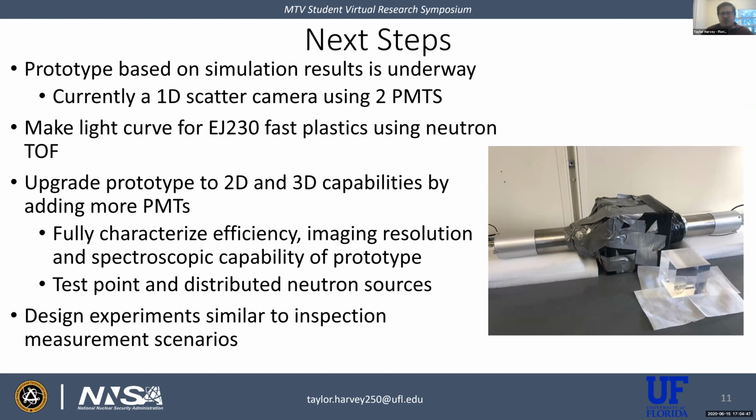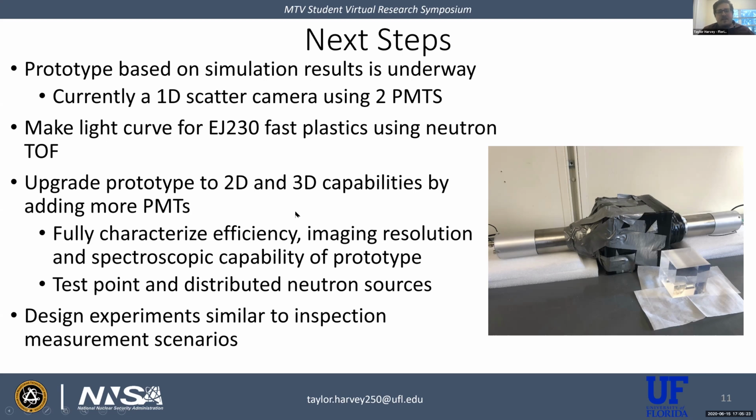Going from simulation to what I'm actually doing now, I'm building the prototype based on the simulation results. Currently it's a 1D scatter camera, so it has 2 of the eventual 6 PMTs. This is a bigger, bulkier prototype than what I ultimately want to make, which will use the smaller 3-inch cube. This is the proof of concept phase. Right now I'm making a neutron light curve for the EJ230 plastic, so I can find the proper neutron energy deposition, which is necessary for the kinematics.